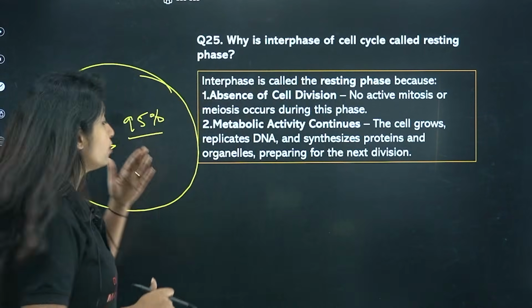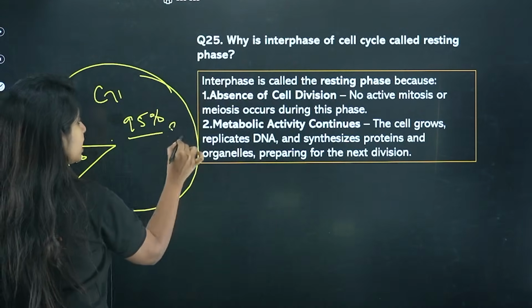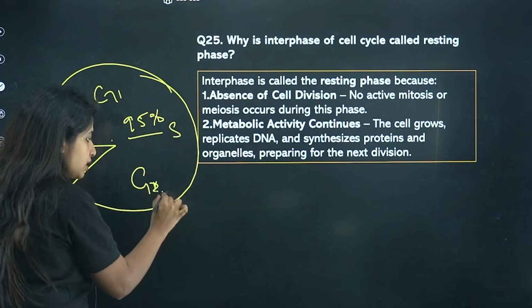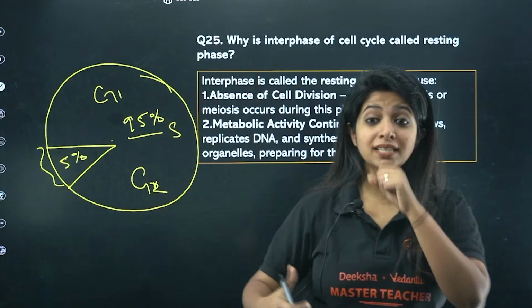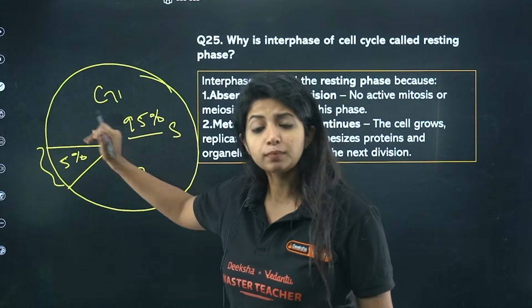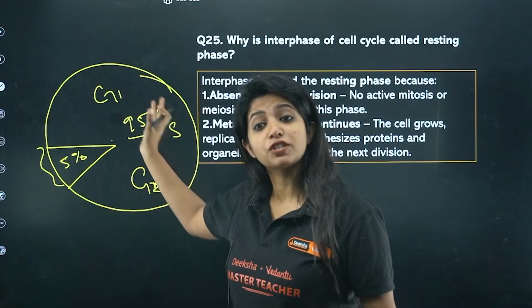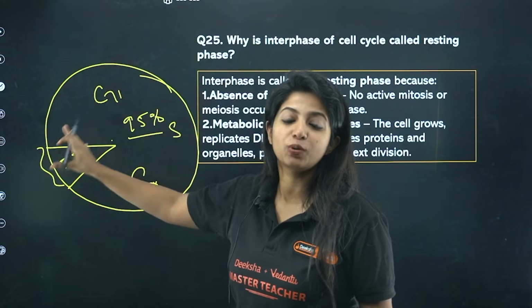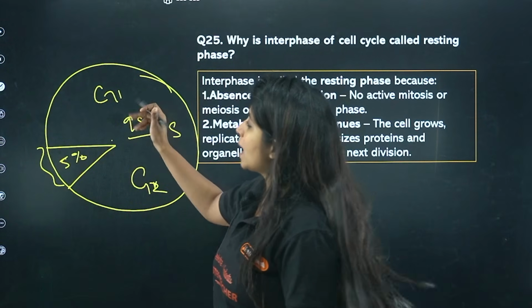Interphase is divided into multiple phases. You have the G1 phase, the S phase, and the G2 phase. In all of these, some things are happening, and these things are super important for the actual division to happen. So it's like more than half of the work, 95% of the work, is done, and only 5% of the work will be left for the actual cell division to happen. You get it? So what is happening in the G1 phase?